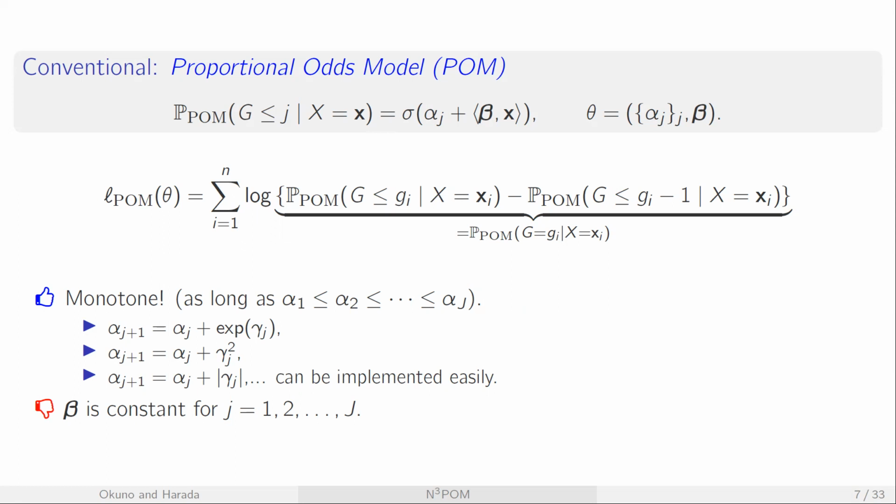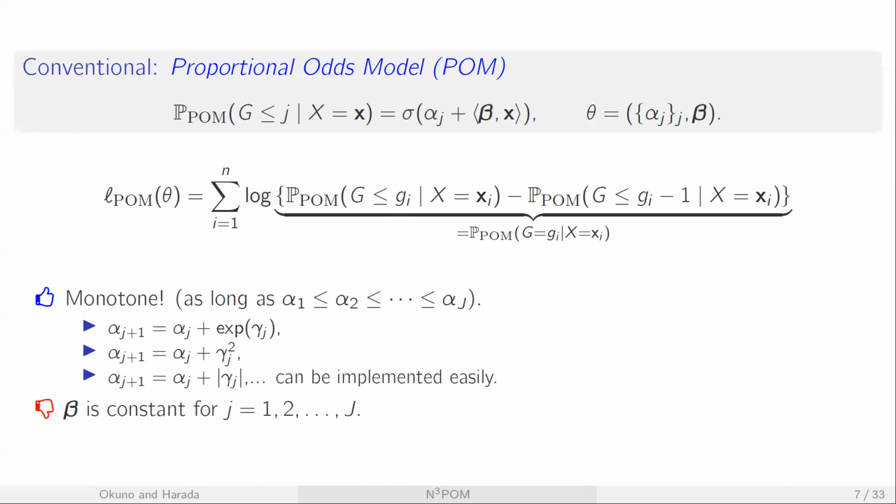The most important point here is that the POM is always monotone as long as the intercept is monotonically increasing. This is because the inner product between beta and the covariate x is independent of j. So if alpha j is increasing, then the estimated probability is obviously increasing. So we may design an increasing alpha j to obtain monotonicity. As in a paper from your group, alpha j can be modeled as a sum, like alpha j plus exponential gamma j, alpha j plus the square of gamma j, alpha j plus the absolute value of gamma j, or something like that. So the POM can be monotone very easily.